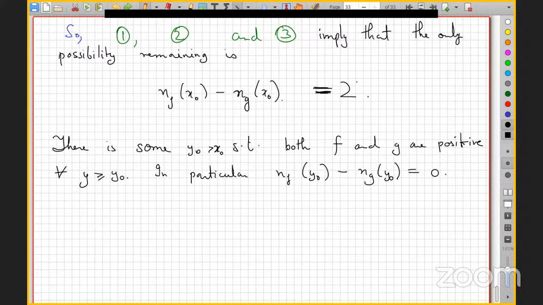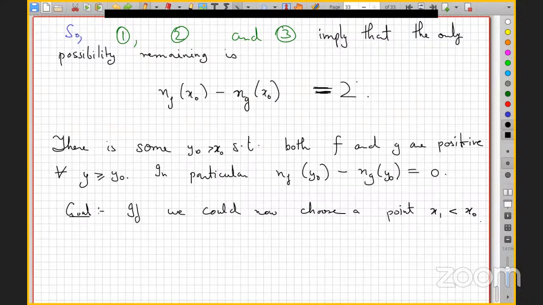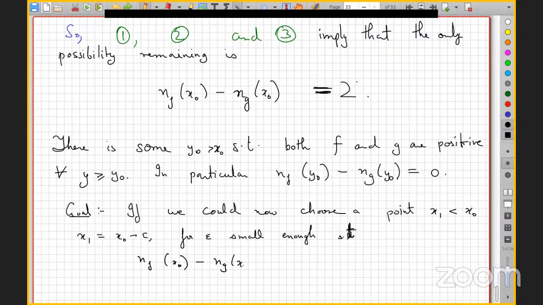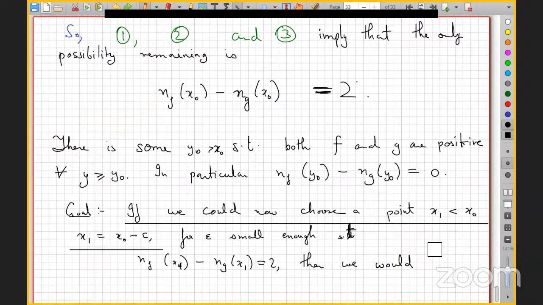So there is some issue about that. Otherwise, we will get a contradiction, right? Because now if they had the same sign, so the goal. So if we could now find, if we could now say, choose a point, let me call it x1, just a little bit less than x0. So x1 is like x0 minus epsilon, for epsilon small enough, such that nf x0 minus ng x1 is also equal to 2. Then we would get, so this is the thing, if we could find this, then we would get a contradiction, right?